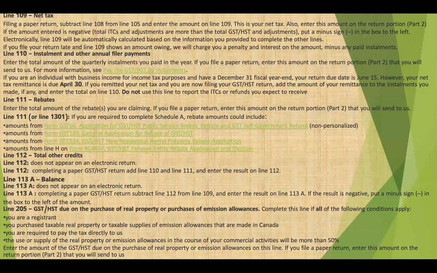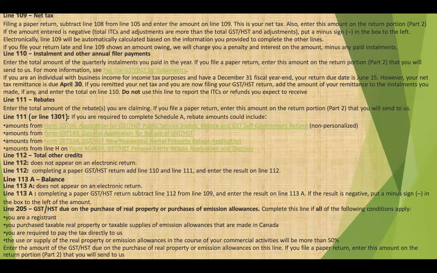So line 112 will be the total other credits. This does not appear on the electronic return, but if you're using paper, you have to add line 110 and 111 and enter the result on line 112. Then line 113A, the balance, also does not appear on electronic. For a paper return, you subtract line 112 from line 109 and enter the result on line 113A.